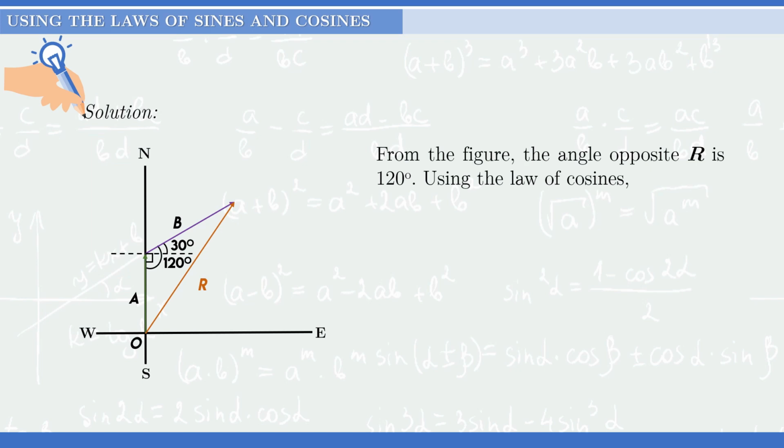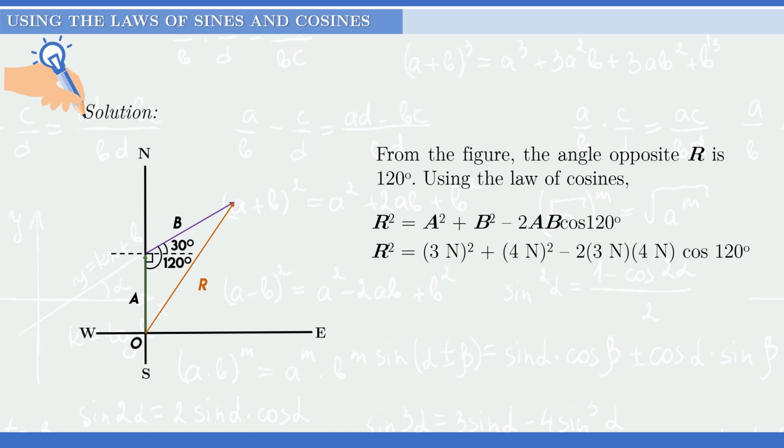From the figure, the angle opposite to the resultant is 120 degrees. Using the law of cosines, we have r squared is equal to a squared plus b squared minus 2ab cosine 120 degrees. Substituting the values, we have r squared is equal to 3 Newton squared plus 4 Newton squared minus 2 times 3 Newton times 4 Newton cosine 120 degrees. Getting the roots of both sides, we obtain r, which is equal to 6.08 Newton.